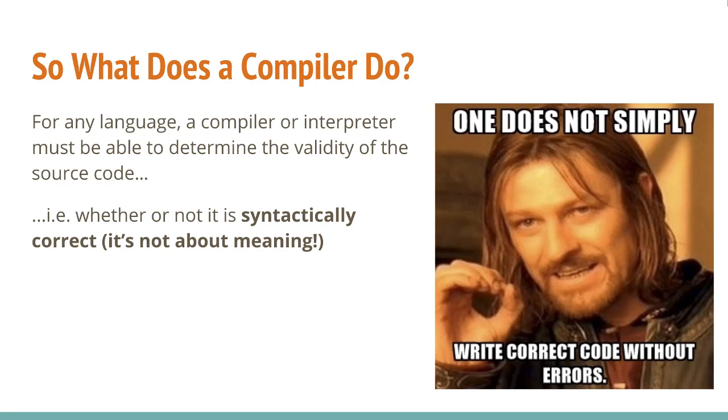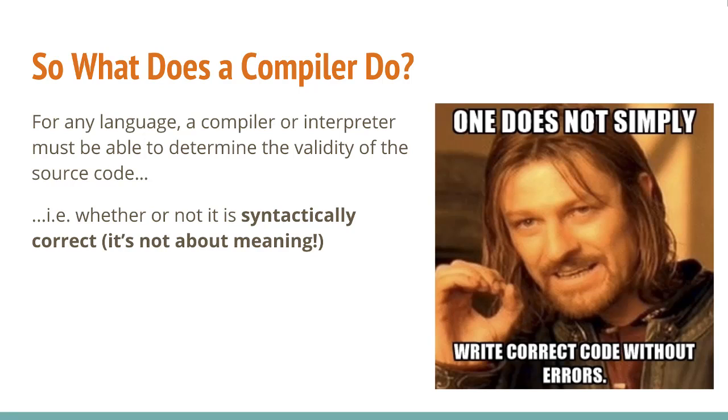So what does a compiler do? Well, for any language, a compiler or an interpreter must be able to determine the validity of the source code, in other words, the code you write. What it's checking for is whether or not that code is syntactically correct. Remember that it's not about meaning. It's not trying to determine if the code you wrote is correct in terms of solving the given problem. It's just checking that you form the words, phrases, and statements correctly.